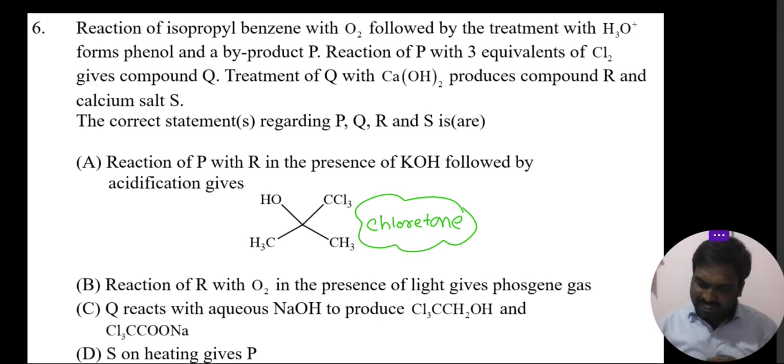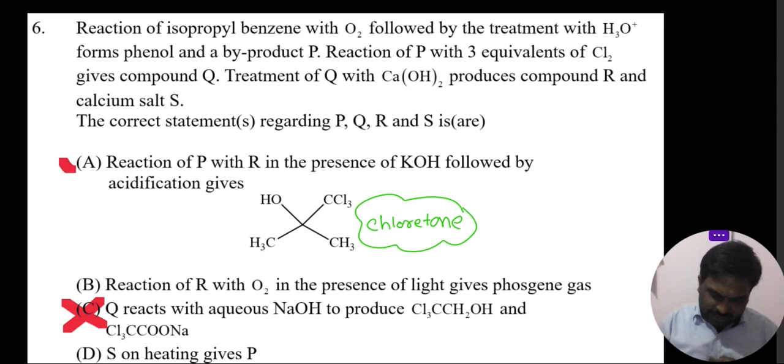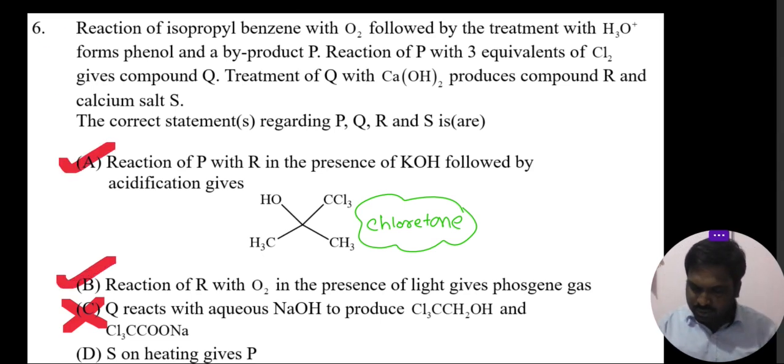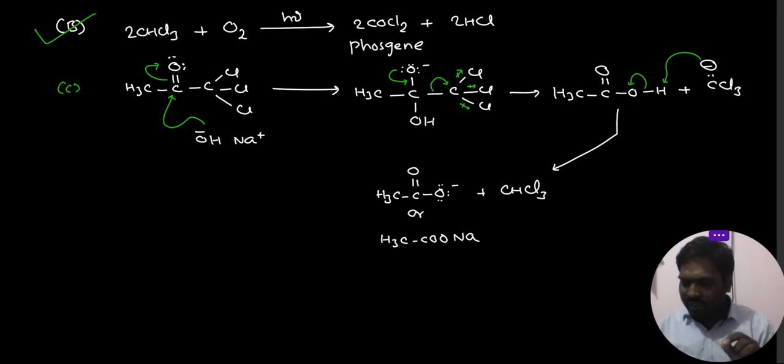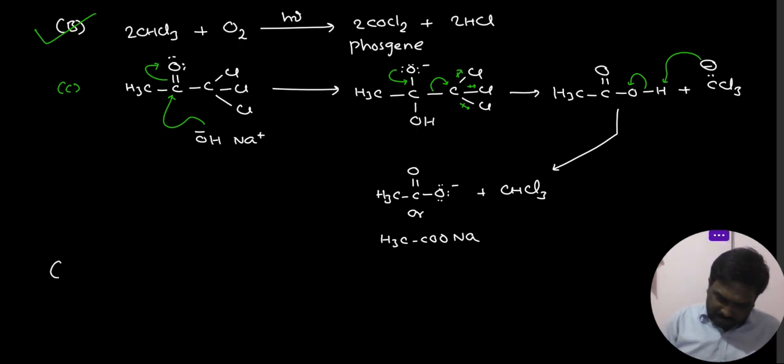But what products are given here? CCl3CH2OH and CCl3COONa are given. So those products are 100% not formed. Clear? This is wrong. So statement A is right, B is right, C is wrong. The products actually formed are sodium acetate plus chloroform. This is simply the haloform reaction.